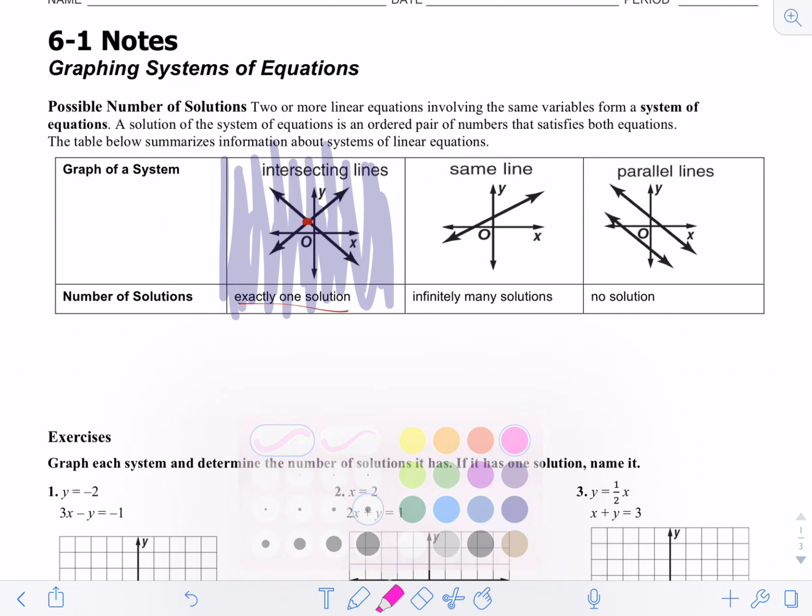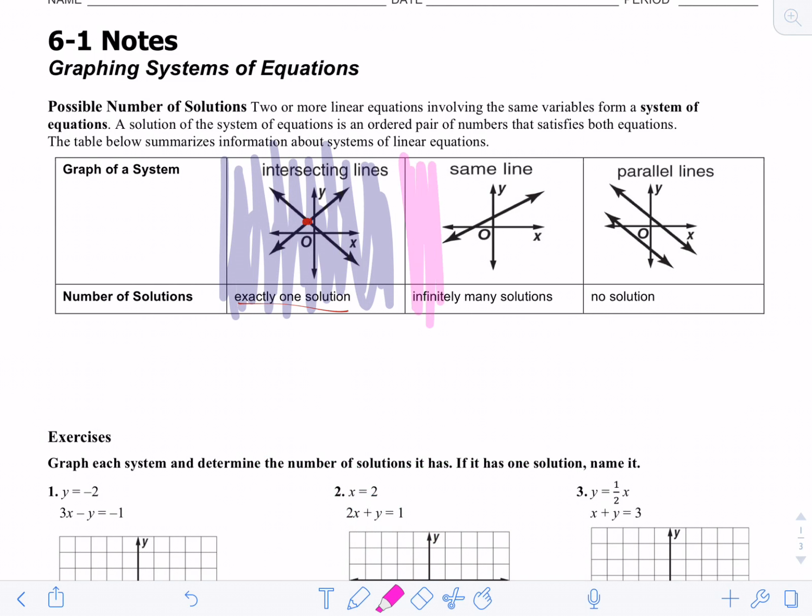Okay, the second scenario that can happen is number 2. That's where when you graph it, you have the exact same line. So think about having two pencils and putting them right on top of each other. They touch at every single point, and there's too many points to count. And so that's why there's an infinite amount of solutions.